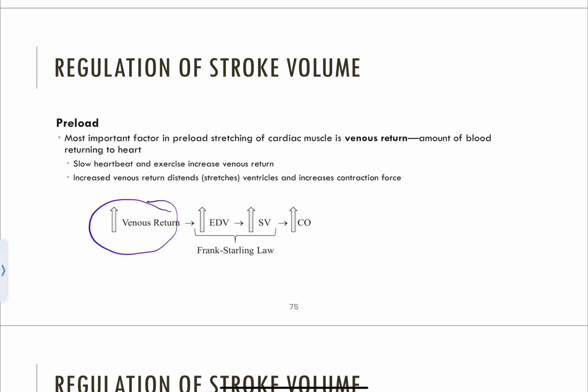We're also increasing the stroke volume, because stroke volume is equal to end diastolic volume minus end systolic volume. And because stroke volume is a component of cardiac output, if we increase stroke volume, we're also increasing cardiac output. But when we're directly correlating end diastolic volume to stroke volume, that is the Frank-Starling relationship.